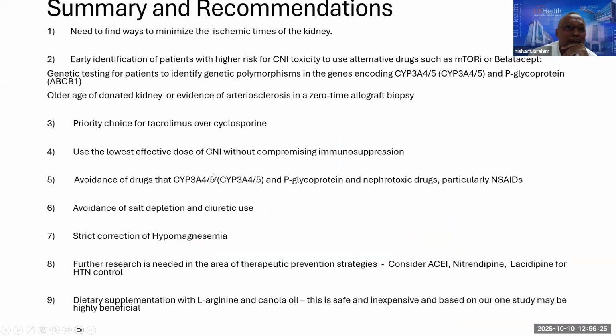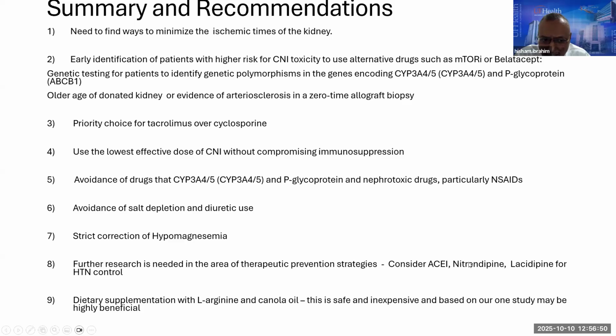So based on the above, these are the summary of ways to try to mitigate the problem. Because we do not have obvious, clear prophylactic medications that we can use, we resort to other avenues. So further research is needed.